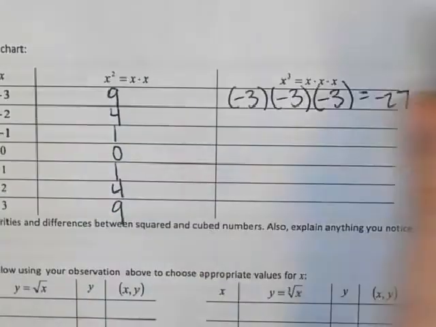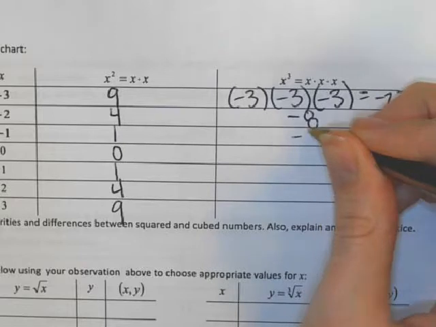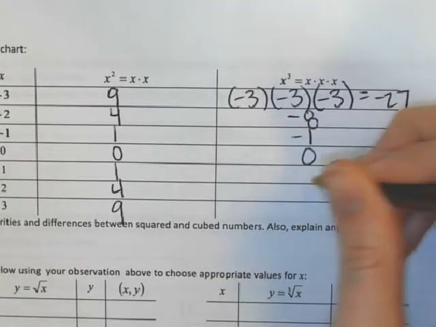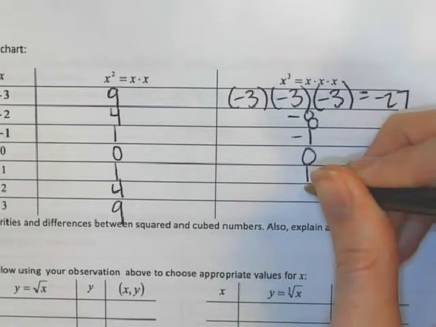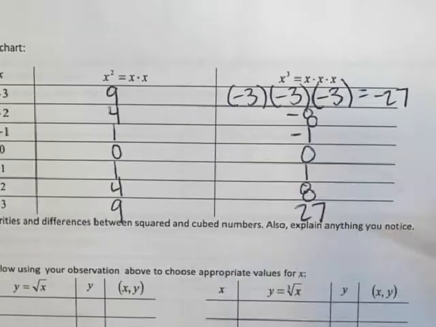Okay, what about -2 cubed? It'd be -8. -1 cubed? 0 cubed? 1 cubed? 2 cubed is 8. And 3 cubed? 27.